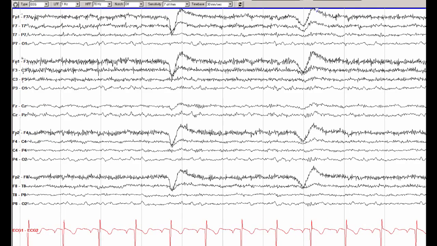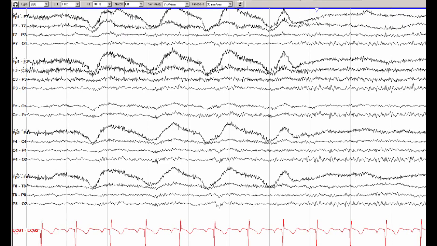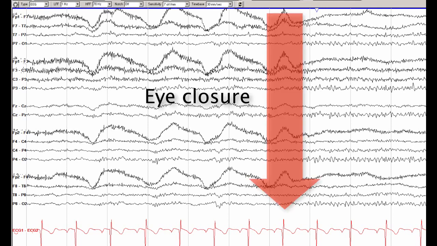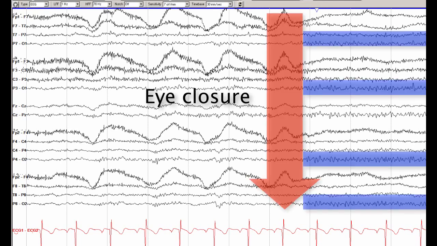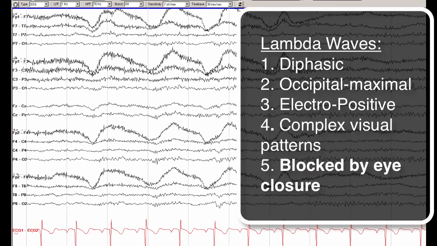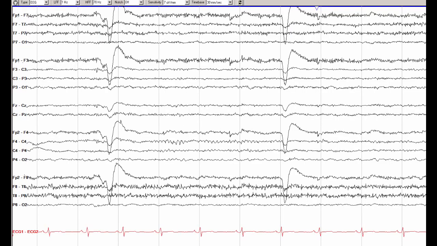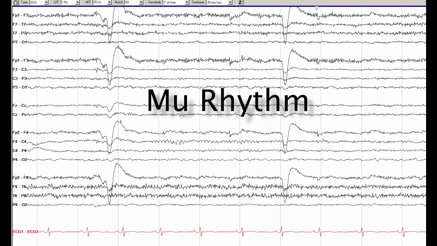I have moved forward in this recording, and we still see some lambda waves. But if we move forward one more epoch, we can see that this patient slowly closes their eyes, and the alpha rhythm emerges in the posterior aspect of the head, replacing lambda waves. Therefore, we note that lambda waves are blocked by eye closure. Let's go back to our original patient and choose another epoch to look at carefully, this time focusing on the last element we will discuss in this video, the mu rhythm.